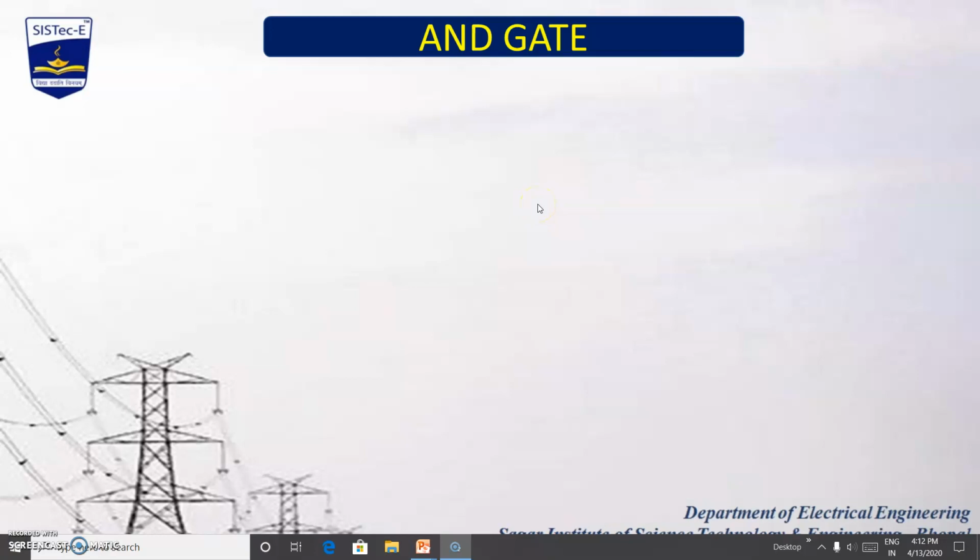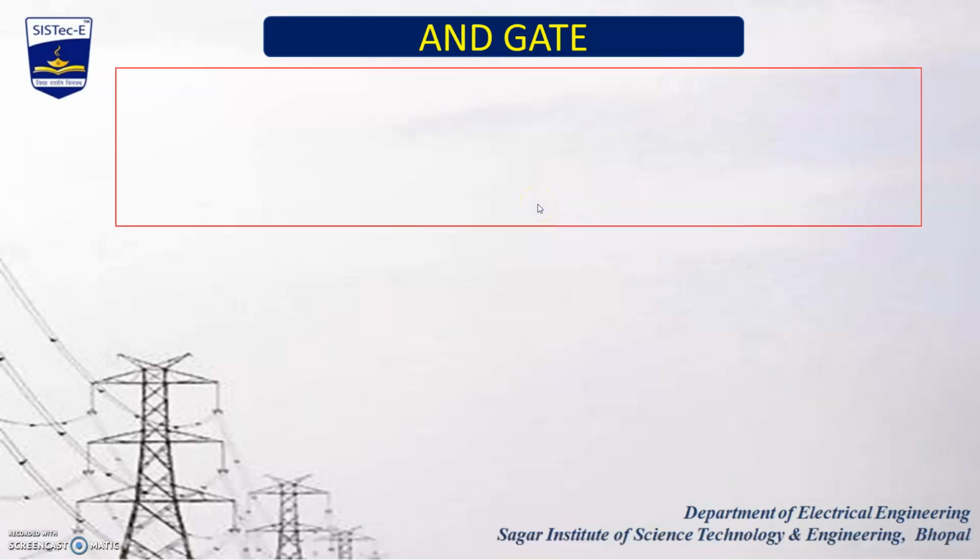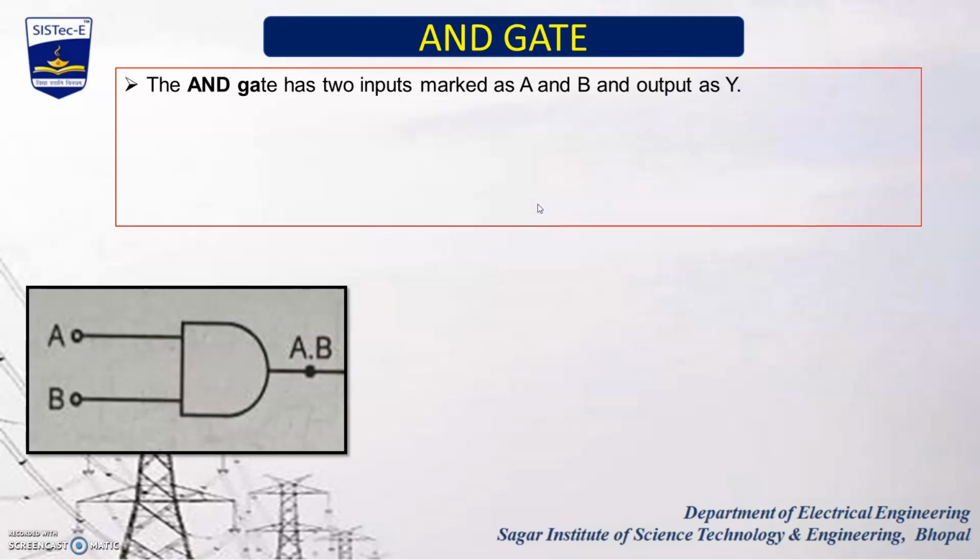Next gate is AND gate. AND gate is called A N D. The AND gate has two inputs marked as A and B and a single output, that is Y. Dear students, there is no such restriction that the number of inputs will be only 2.